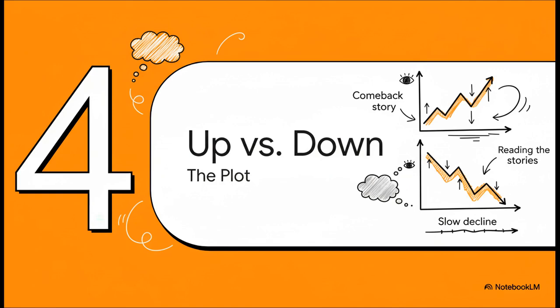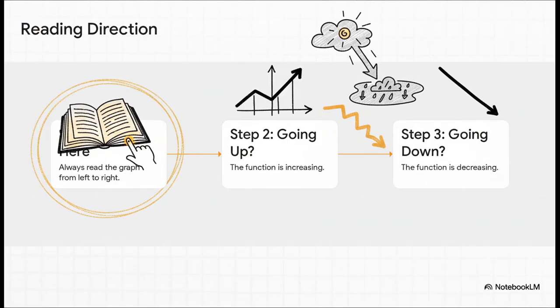Linear is calm, nonlinear is action. But what about the plot itself? You know, is this a story of victory and recovery, or is it a tragedy of slow decline? The direction of the line tells us everything. And listen, there's a golden rule for this, and it's so simple.